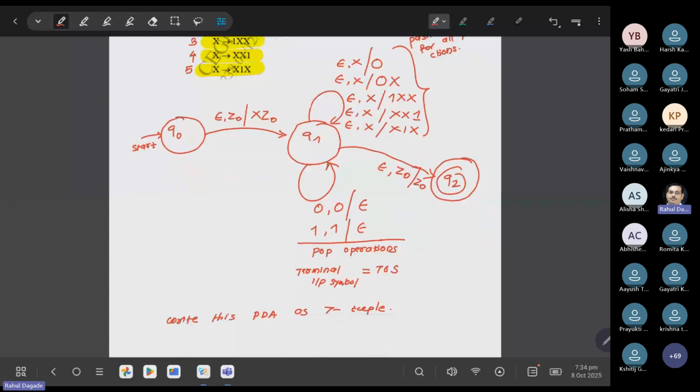Now try to simulate it. Okay, you might have written the 7 tuple of it. Now try to simulate it for input 1 0 0. Let us simulate it for input 1 0 0. So how will you simulate it? Let us show it with the stack operations.